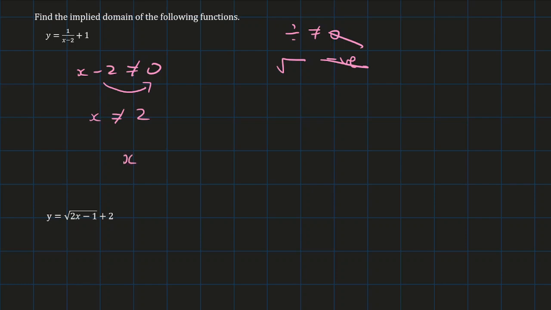So the implied domain for x is R, which represents all real numbers, but we just exclude 2. So we exclude this using the exclusion backslash, and then we use a squiggly line to represent our 2.